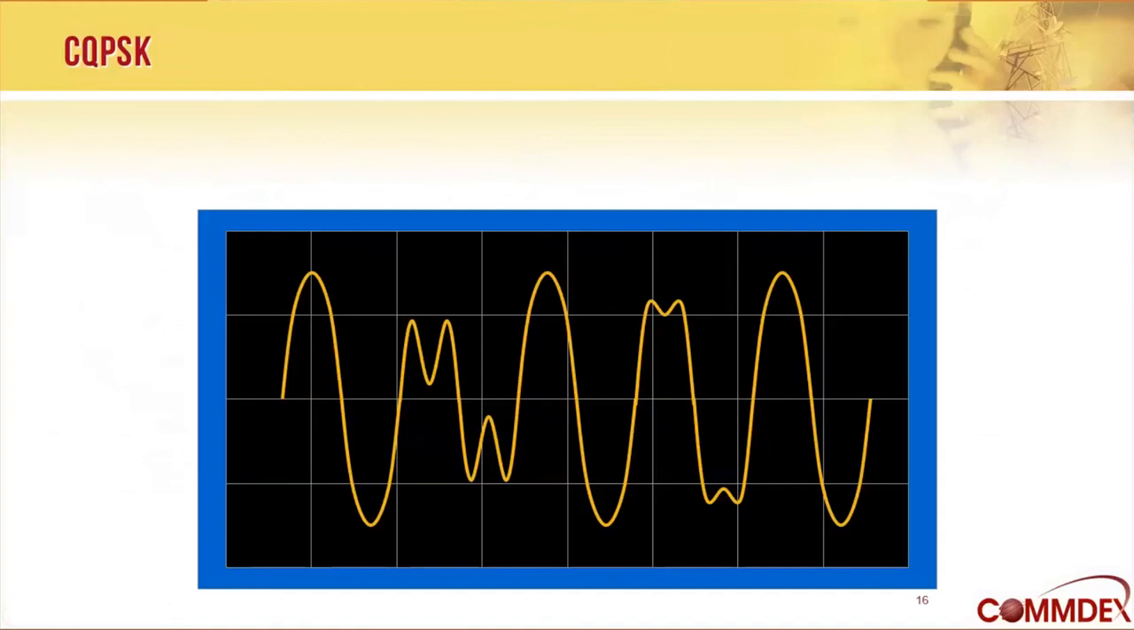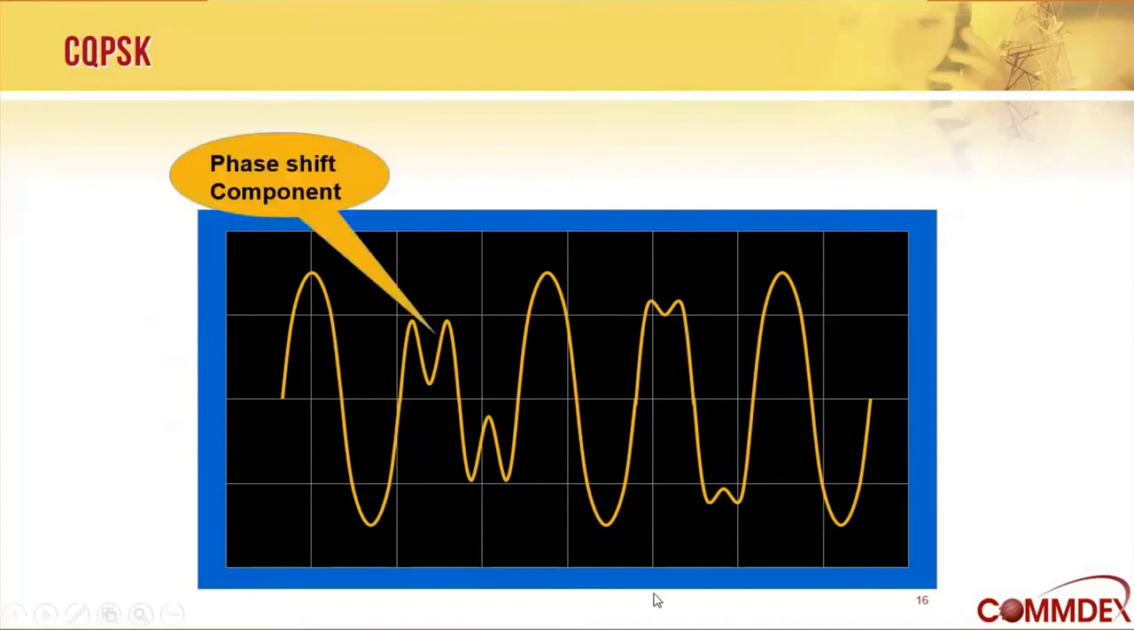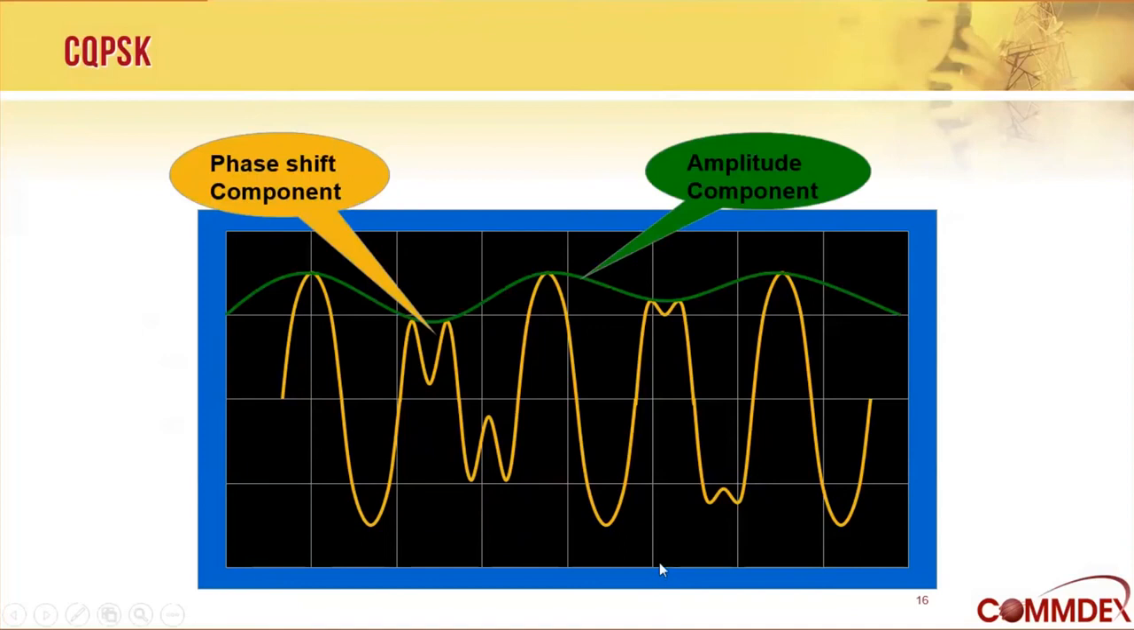The thing you'll notice about CQPSK is that it has 2 things going on at the same time. You'll notice it has both phase shifting as well as amplitude modulation. So this allows greater flexibility in the symbol rate. So there's a phase shift component and an amplitude shift component.